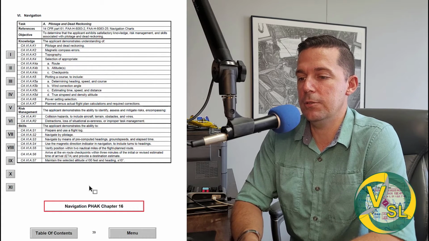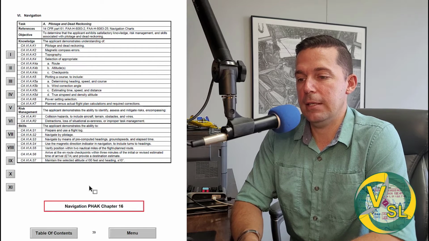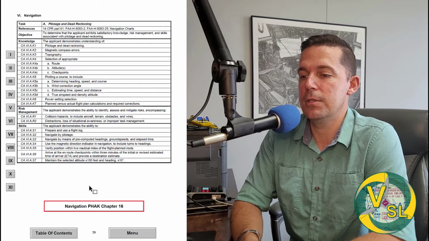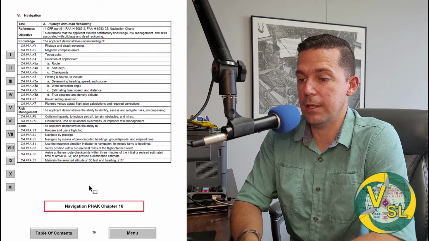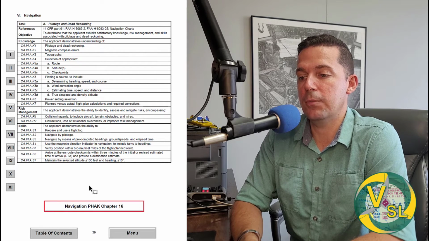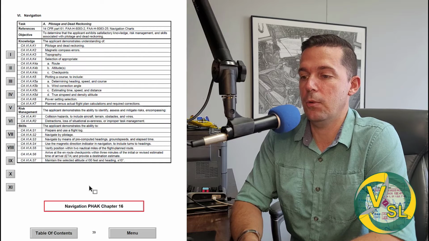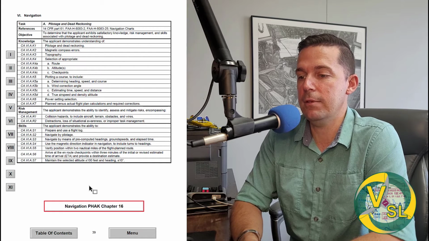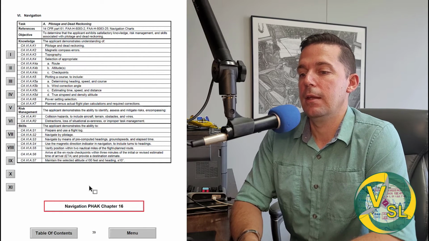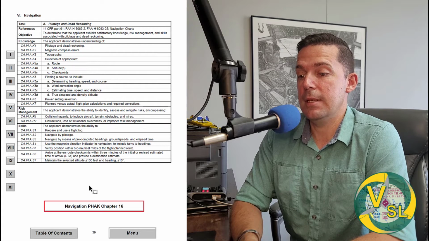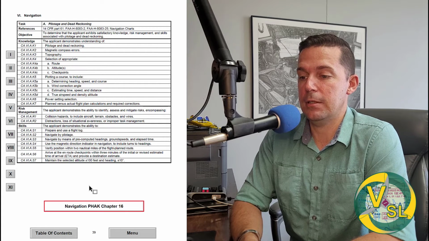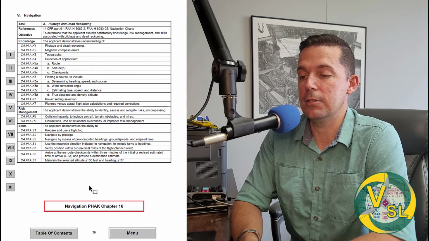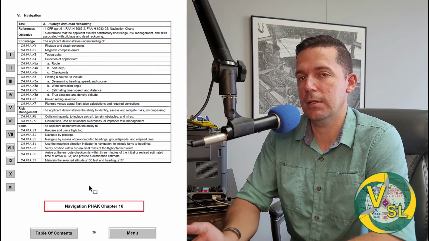So skill 1, prepare and use a flight log. Navigate by pilotage. Navigate by means of pre-computed headings, ground speeds, and elapsed time. Use the magnetic direction indicator in navigation to include turns to headings. Verify position within 2 nautical miles of the flight plan route. Arrive at an en route checkpoint within 3 minutes of the initial or revised estimated time of arrival and provide a destination estimate. And skill 7, maintain selected altitude plus or minus 100 feet and heading plus or minus 10 degrees. So some of these items we're going to cover on the ground.